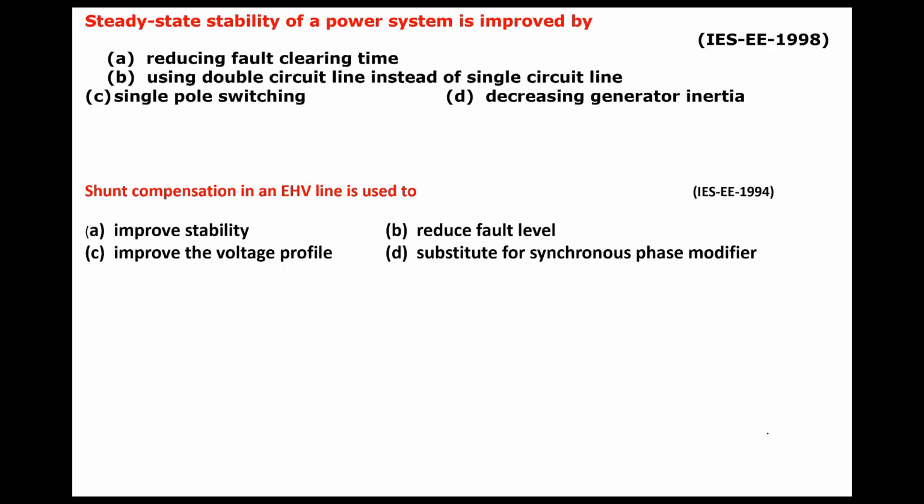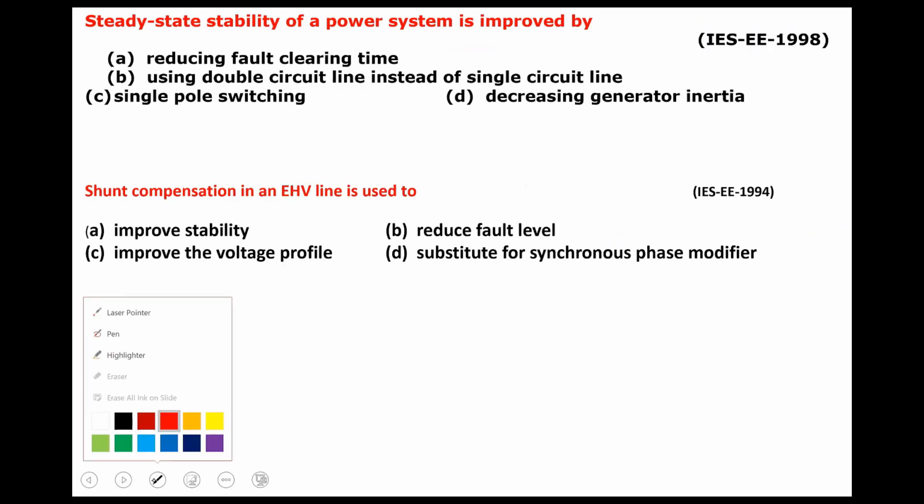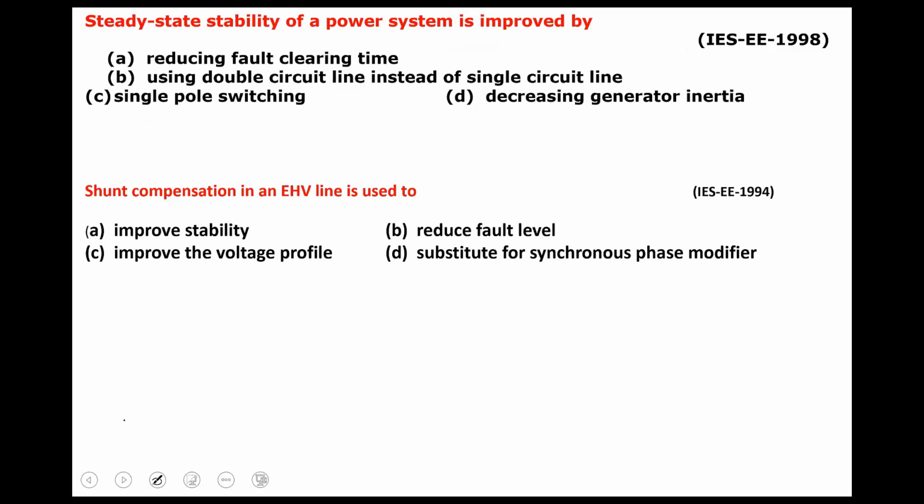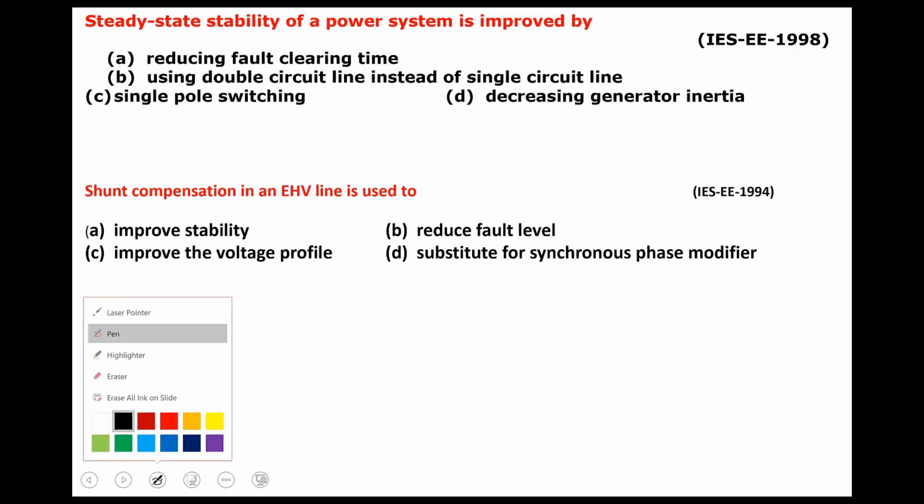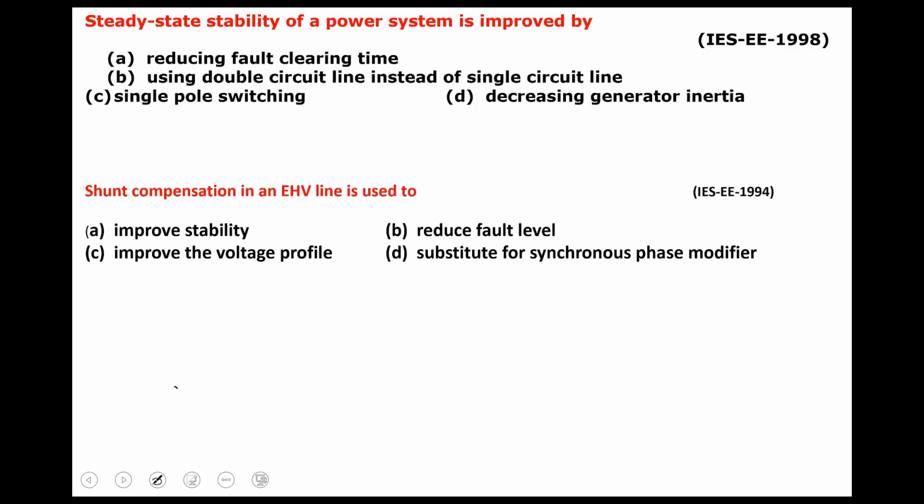Okay, the next question. Steady state stability of power system is improved by. Tell what we can do. Using double circuit line. Very good. Using double circuit line instead of single circuit line, where the overall transfer reactance becomes half. This is one of the methods to improve the steady state stability.